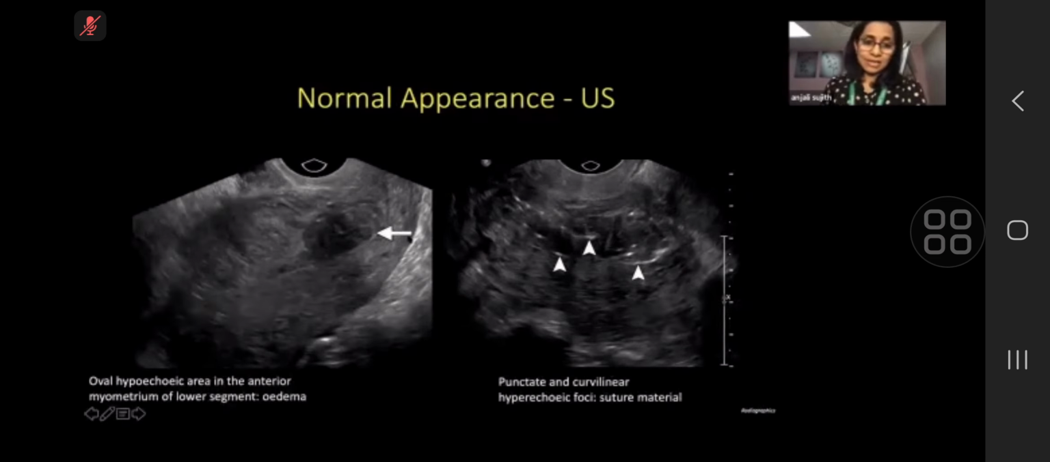On an ultrasound, in the immediate post-op period, the lower segment cesarean scar would look oval in shape and hypoechoic. This is because of edema. When we go on the transverse view, we can see multiple tiny dot and curvilinear echoes, which represent the suture material. So this is a normal post-op appearance because of edema.